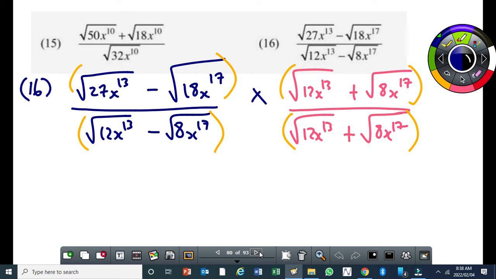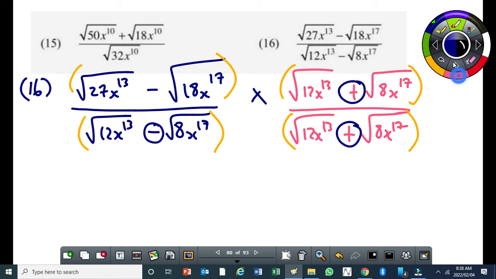Now the conjugate, this is our denominator, that is square root of 12x to the power of 13 minus the square root of 8x to the power of 17. That's our denominator. Its conjugate, we have a plus here. Okay, so I wrote that there. Please make sure that the numerator and the denominator here are the same. You know what happened in the previous lesson.